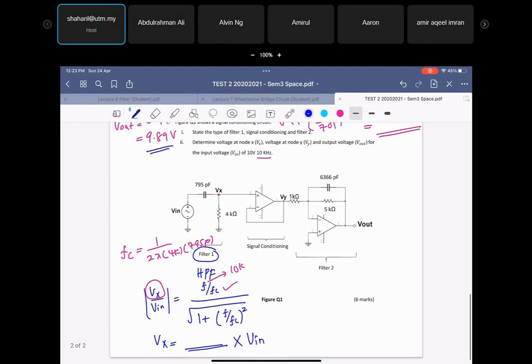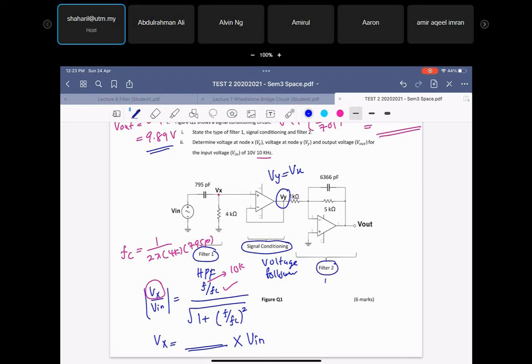Okay, and then after that, this one, what is this, guys? The signal conditioning. You remember? Yes, it's inverting. What is that? It is a voltage follower, right? Voltage follower, right? So that means this Vy will be equal to Vx. Vy will be equal to Vx, right? Voltage follower.